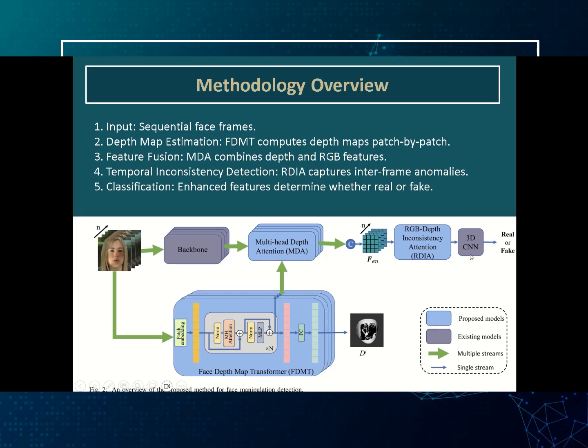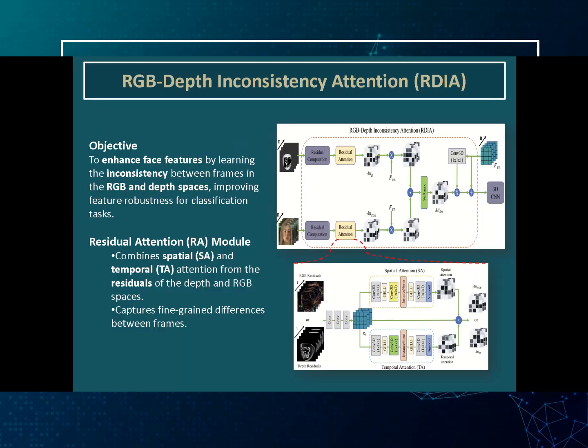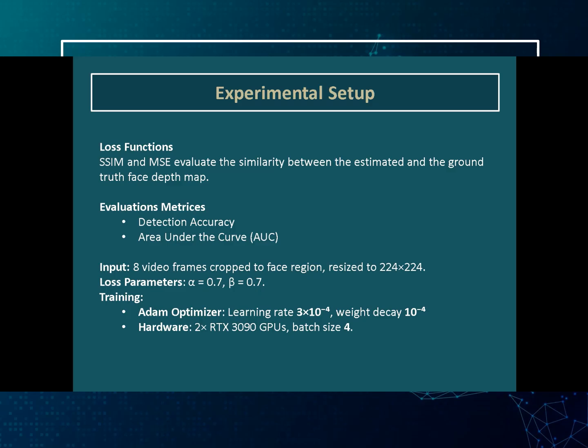And because this is a supervised technique, this CNN is using the ground truth. And here the depth map is coming from the face depth map transformer. So this was the supervised technique. And again, the experimental setup, loss function: they use the structural similarity index and the MSE, mean square error, to evaluate between the estimated and the ground truth face depth map.